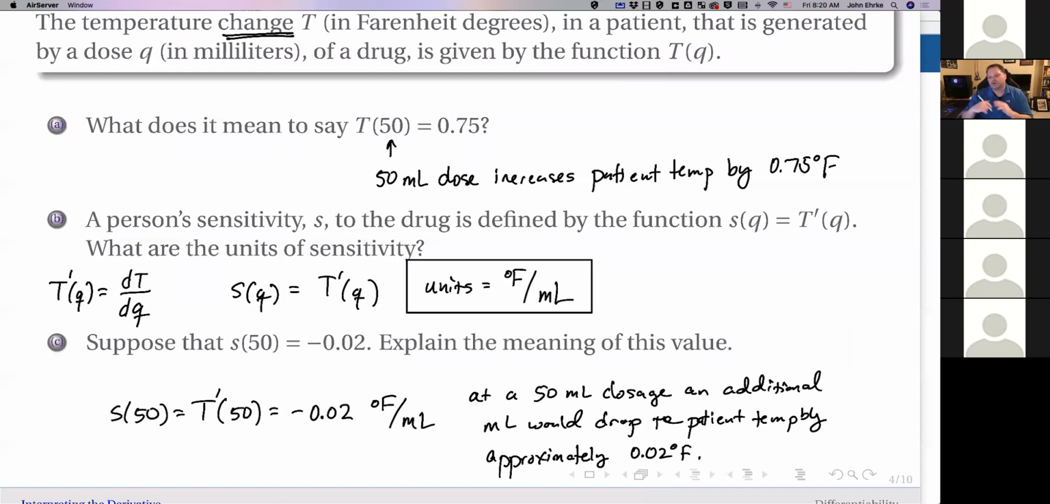Remember, it's always about the next thing, right? Like on the balloon, the number told us what we would expect going from 4 inches to 5 inches, right? One additional unit. Here, it's telling us what we'd expect going from 50 milliliters to 51 milliliters. One additional unit of dosage, we would expect it to drop by around 0.02 degrees Fahrenheit. That's what this tells me.